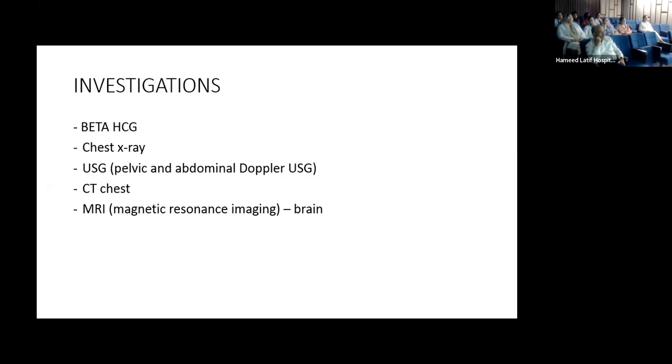Beta HCG is the mainstay of diagnosis and monitoring of prognosis, how the disease is progressing and how it is responding to treatment. So beta HCG is a very valuable tool of investigations in our hands.